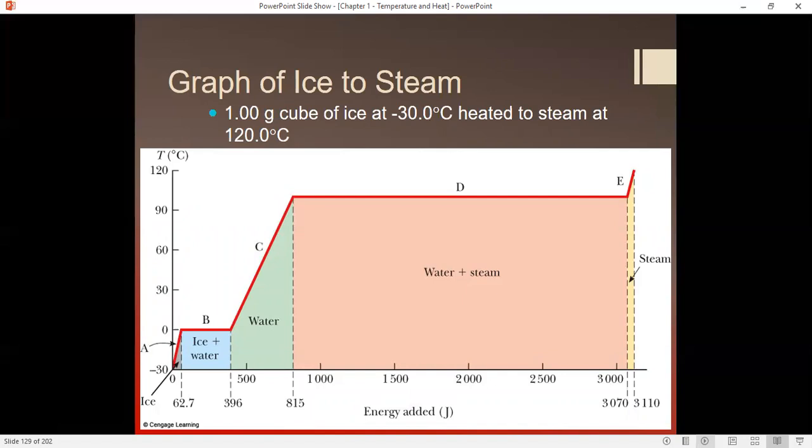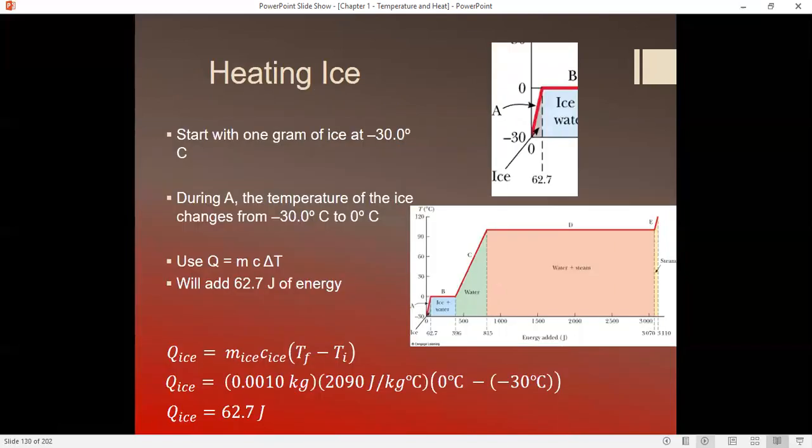Now, let's take a look at taking 1 gram of ice. We're going to heat it from its initial temperature of negative 30 degrees centigrade all the way up to 120 degrees centigrade, where it's heated steam. What does that entail? Well, if you're going to do something like this, you've got to alternate your different equations. Before anything can be melted, we have to heat it up to its melting point.